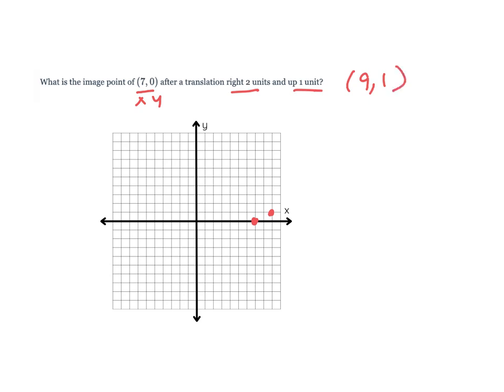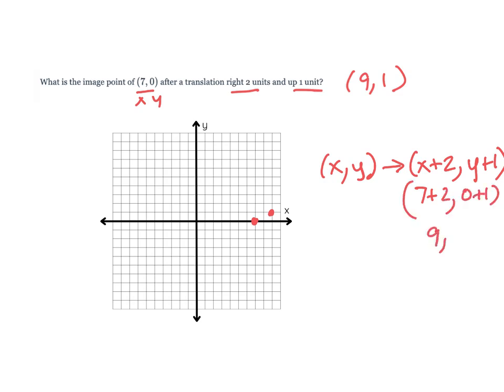And remember, if I wanted to write this rule in math, I would say x, y. Right 2 would be x plus 2. And up 1 would be y plus 1 because I'm going up. I'm dealing with all positives here, so 7 plus 2 and 0 plus 1. So 9, 1. They're the same.